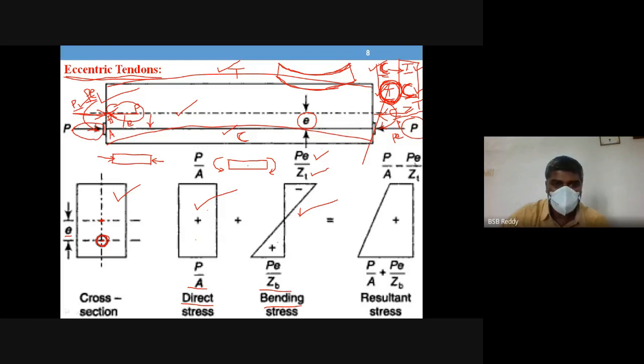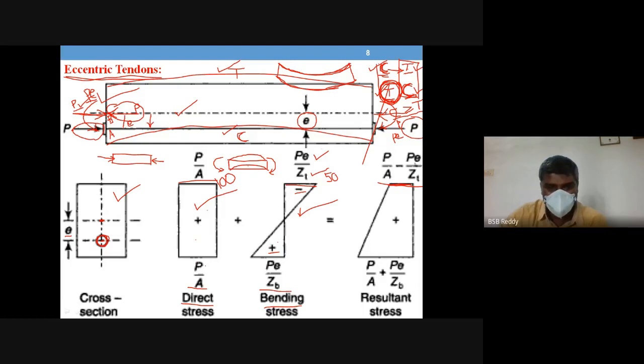This is compression, and this is going to create top tension and bottom compression. That's why it is plus at the bottom, minus at the top. So we are writing compression as positive and tension as negative. Now if you find the resultant, the total value at top is P by A minus P e by ZT, that is the total stress at top. Okay, so there is a reduction in this value. Say if this is 100 megapascal and this is 50 megapascal, then 100 minus 50 is just 50.